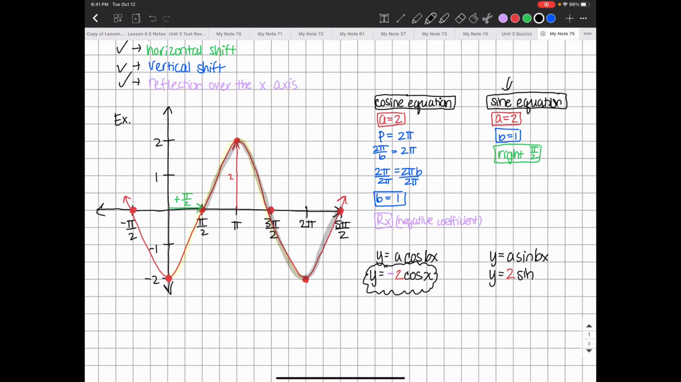X, I know there is a horizontal shift, so this is a horizontal shift. And I know that means I have something happening inside with x, inside of the function. And I know when I'm moving right, I am subtracting, so subtracting pi over 2. And there's no vertical shift. This is my sine equation for that graph, or just one example.